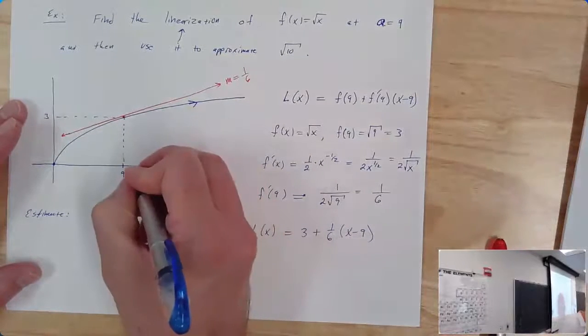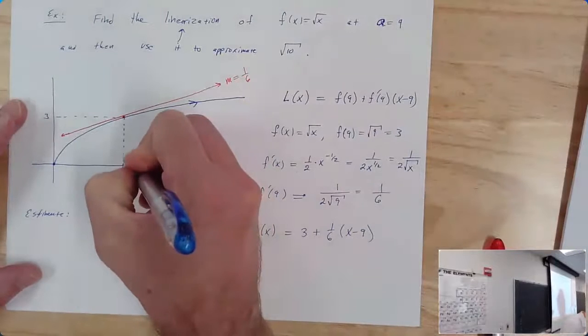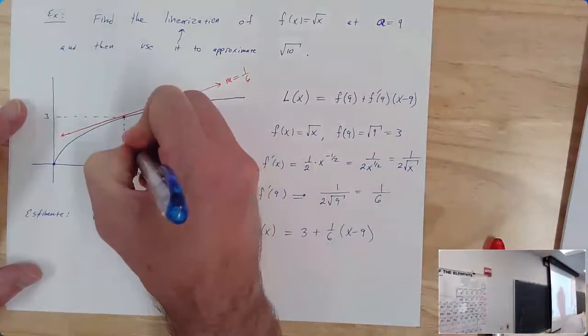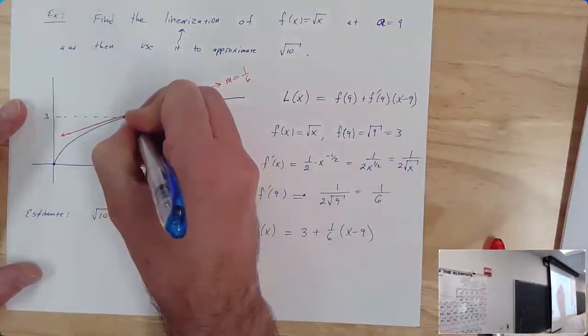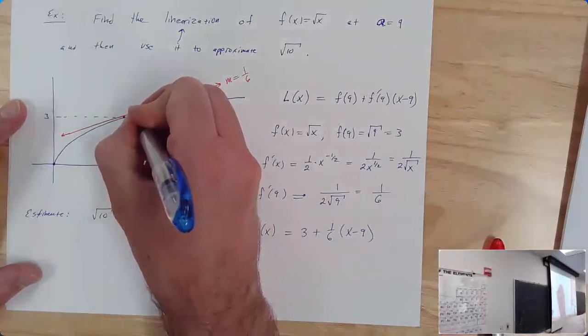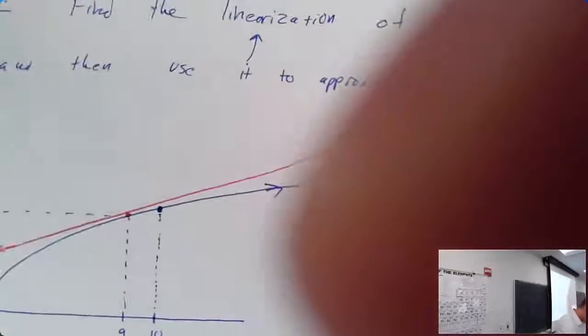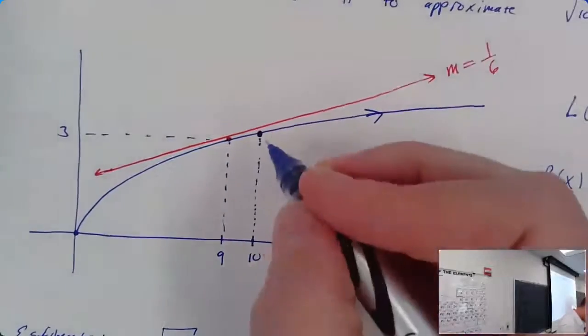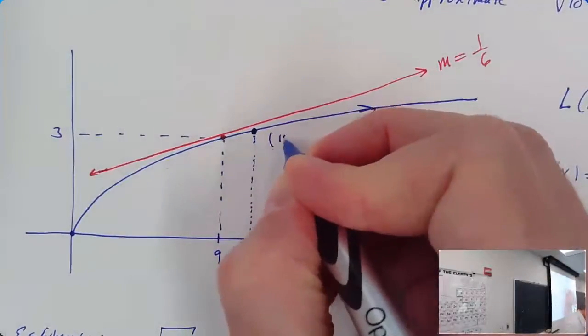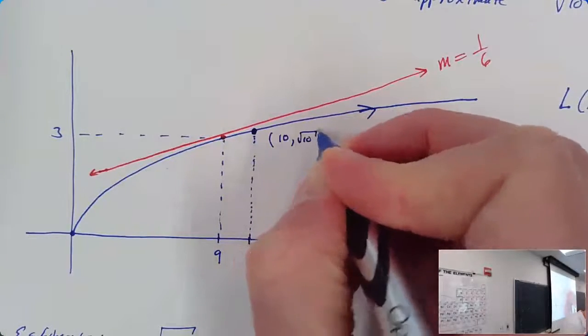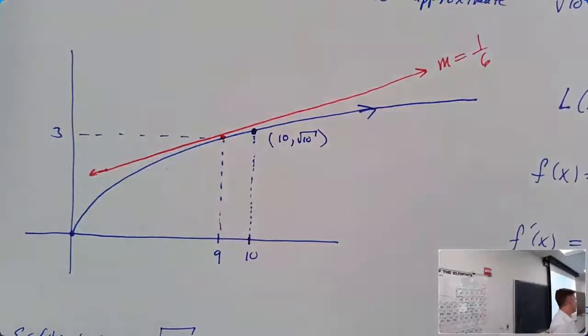When I plug in 10, you guys all watch this real closely here. The y coordinate there is the square root of 10. I don't know what that is. It's okay, I'll try again. It happened in my previous class too. It happens all the time. I like talk to my watch.